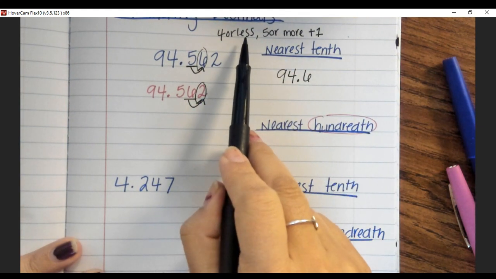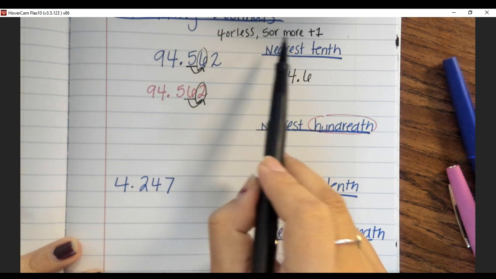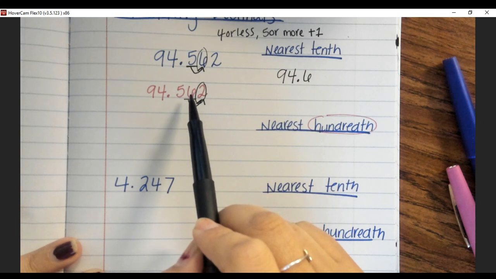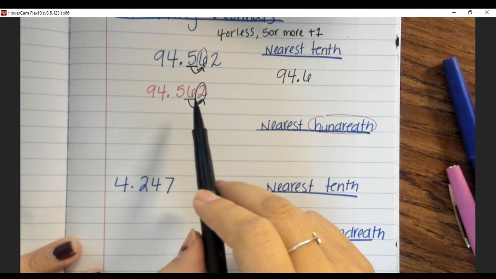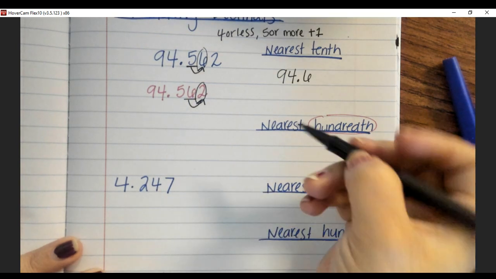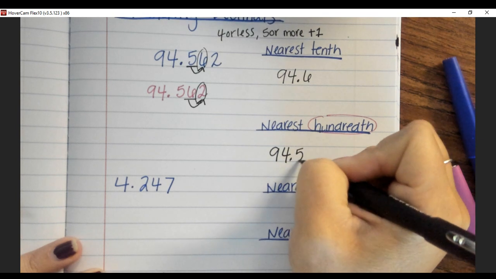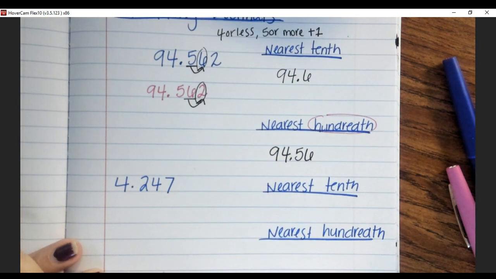Now, if it's 4 or less, I'm going to let this number rest. I'm going to leave it alone. If it's 5 or more, then I'm going to add one more to the underlined digit. Well, since it's 4 or less, I'm going to let this number rest. So to the nearest hundredth, we have 94 and 56 hundredths.